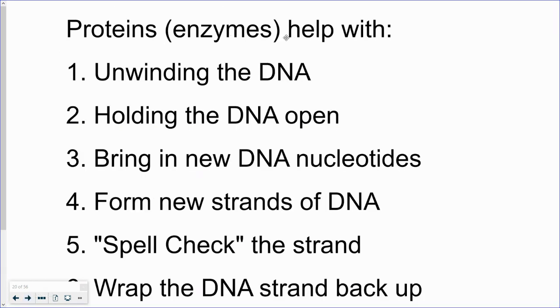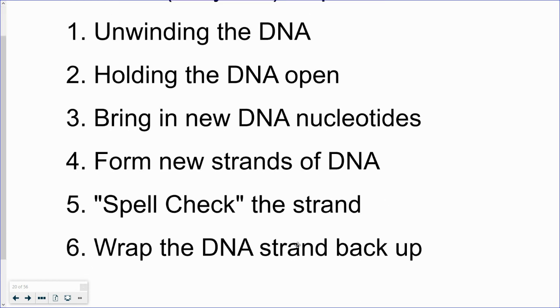So these special enzymes or proteins help to unwind the DNA, hold the DNA open, bring in those new nucleotides, form the new strands of DNA, and then they spell check it. They make sure there's no errors. And finally, they wrap the DNA strand back up. Now we're going to learn later on about why it's important to spell check. If there's any errors, the DNA won't be able to have the correct code for making the right proteins.